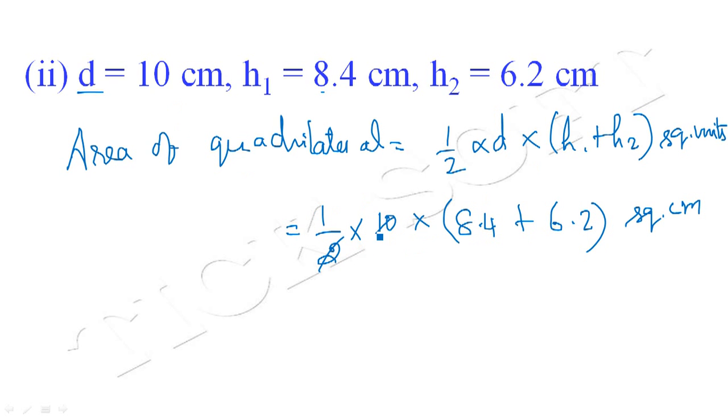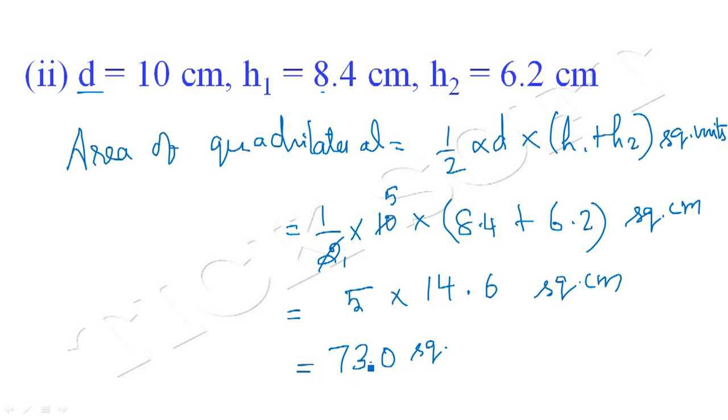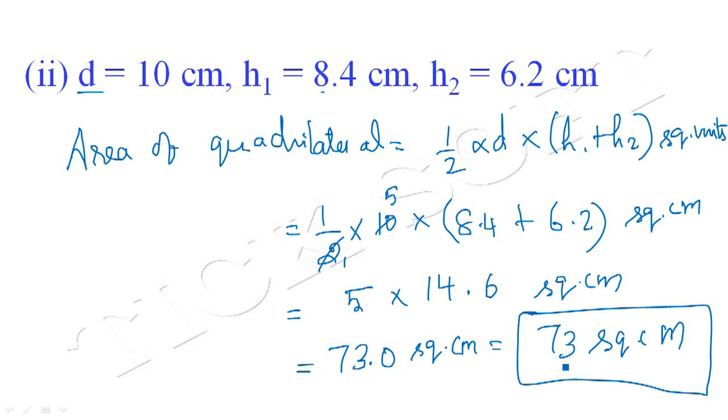Now if we cancel these two values by using the second table, we get 5 into 2, 10 and 1 into 2, 2. Now 1 divided by 1 will be equal to 1, so no need to write that. And 1 into 5 we get 5. So this into, now we have to add these two values. 8.4 plus 6.2 will give us the answer 14.6. Now if we multiply this 5 and this 14.6 we get 73.0, and this 73.0 square centimeter can be written as 73 square centimeter. So hence the area of the given quadrilateral is 73 square centimeter.